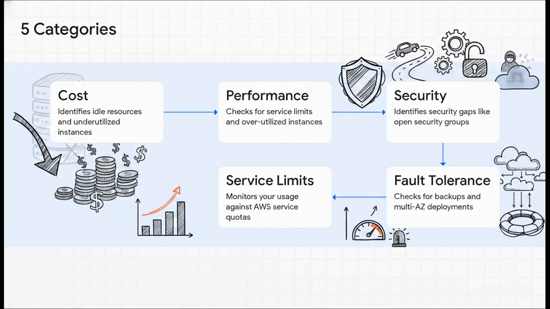First, it checks for cost optimization, literally telling you if you have idle servers just sitting there wasting your money. Next is performance, making sure your systems aren't bottlenecked and slowing down. Third is security, alerting you immediately if your passwords are weak or if sensitive files are accidentally open to the public. Fourth is fault tolerance, making sure you have proper backups ready to go in case of an emergency. And finally, service limits, warning you well in advance if you are about to hit your maximum allowed capacity.